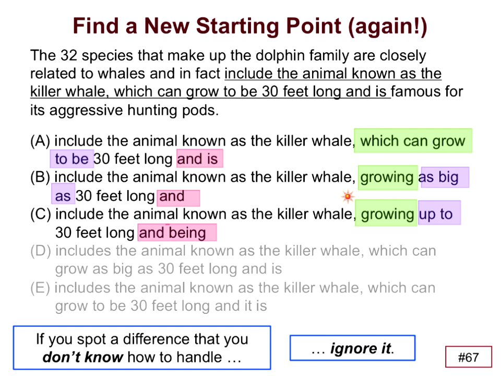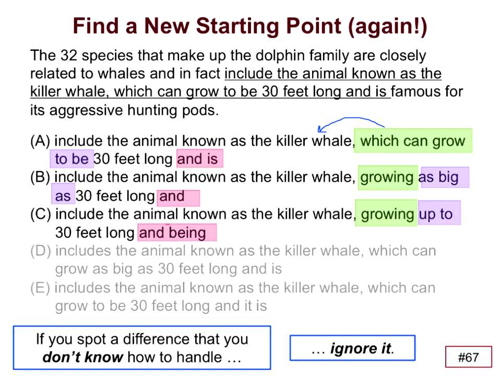Okay, I've got lots of votes for "which" over "growing." And Anthony's telling me "which" refers to the killer whale. Okay, so let's see. This whole piece of information about growing to be 30 feet long and being famous for its aggressive hunting pods. So Anthony, what you're saying is we want to talk about the killer whale, and so the "which" option does that.